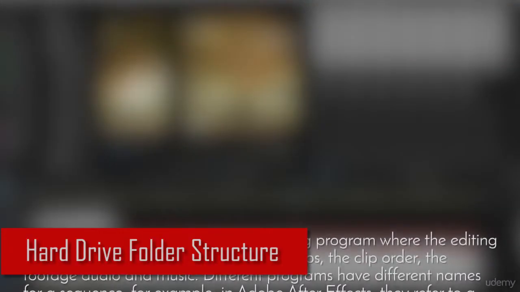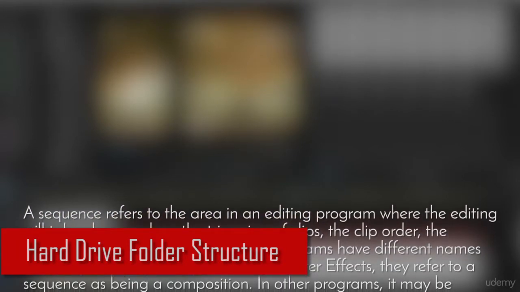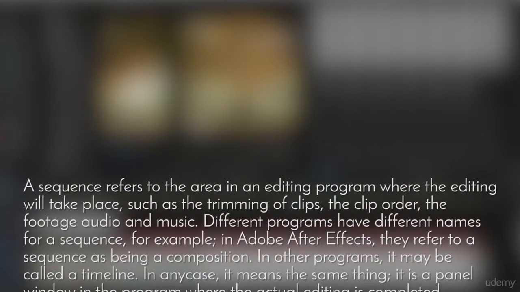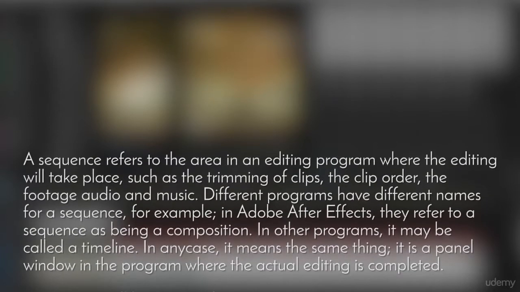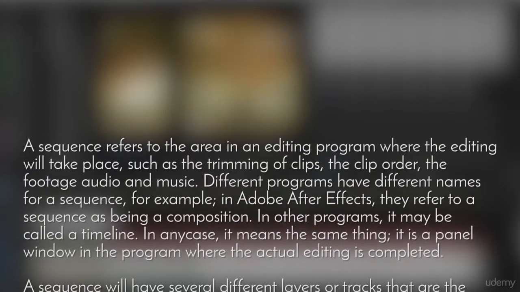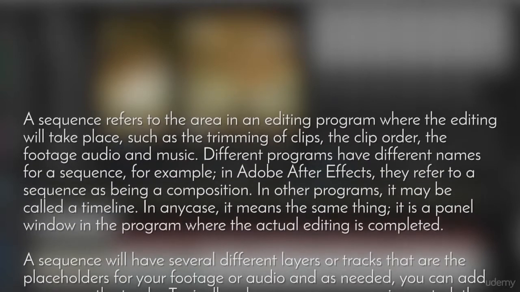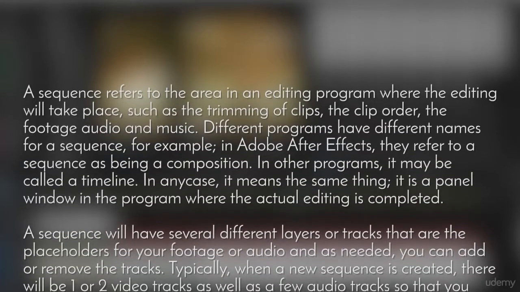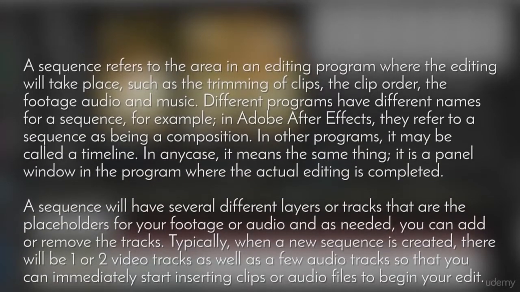A sequence refers to the area in an editing program where the editing will take place, such as the trimming of clips, the clip order, the footage audio, and music. Different programs have different names for a sequence. For example, in Adobe After Effects, they refer to a sequence as being a composition. In other programs, it may be called a timeline. In any case, it means the same thing. It is a panel window in the program where the actual editing is completed.